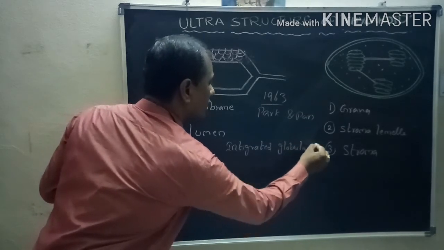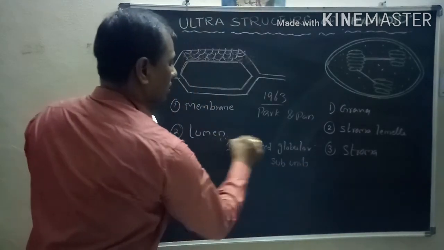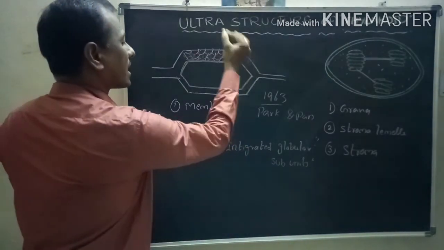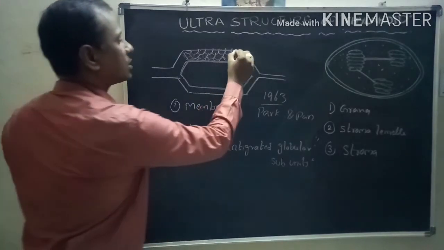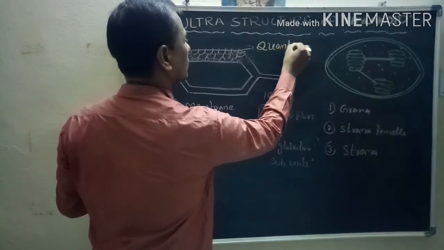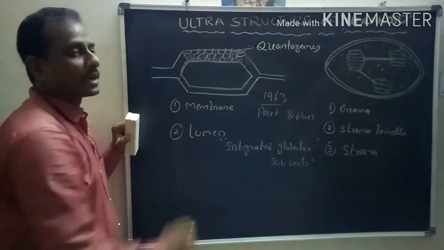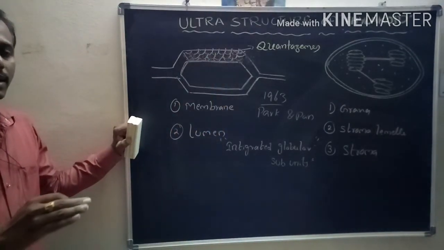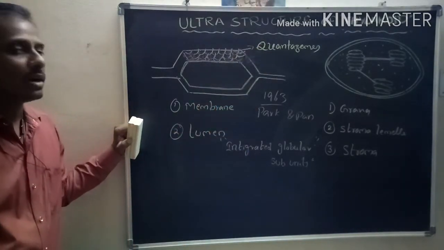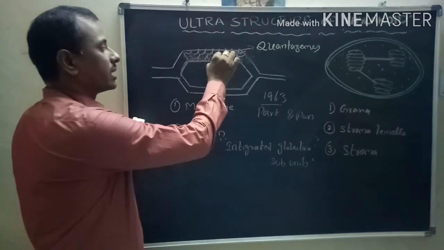They called these units integrated globular subunits. They are also called quantasomes. These units are called quantasomes. That means the membrane is completely covered with quantasomes. The quantasome is the basic unit for the light reaction, where the light reaction takes place.